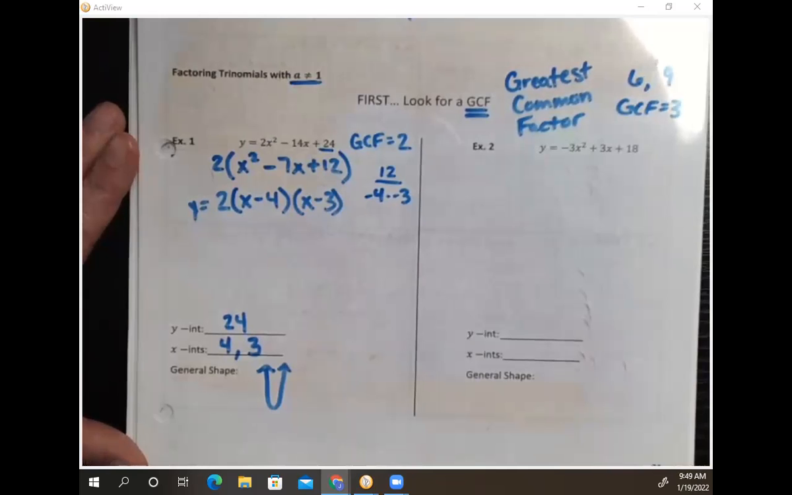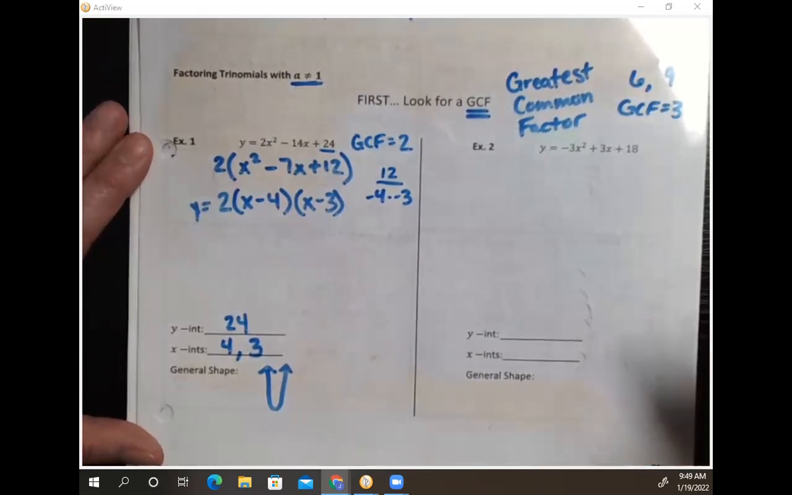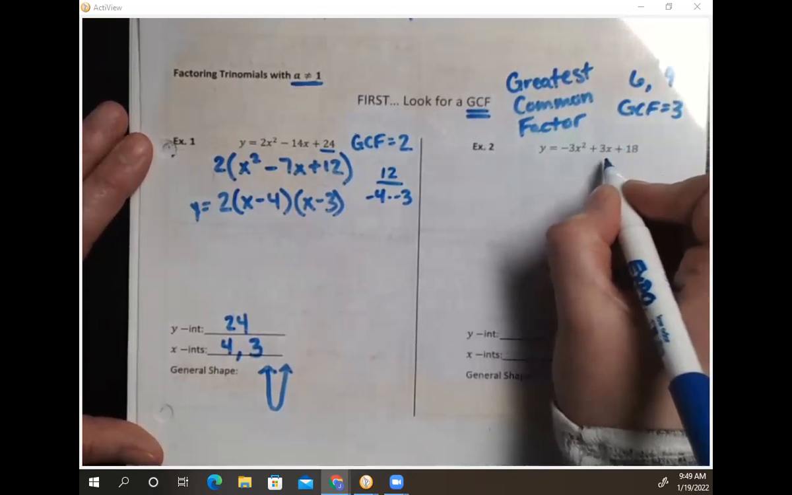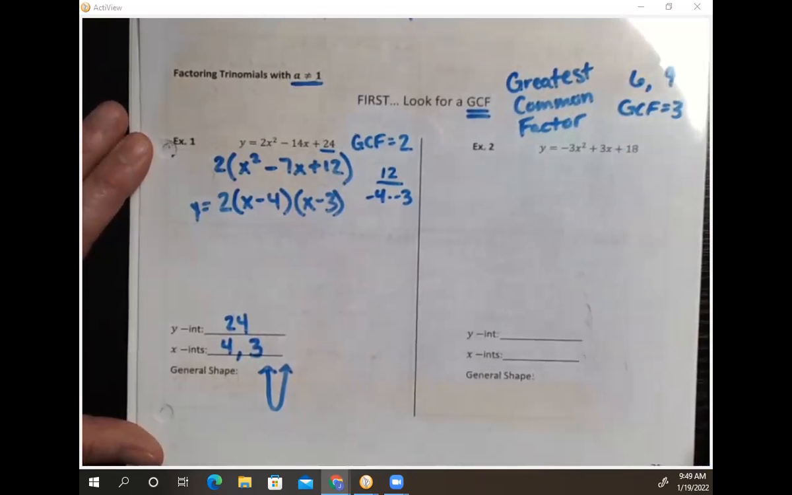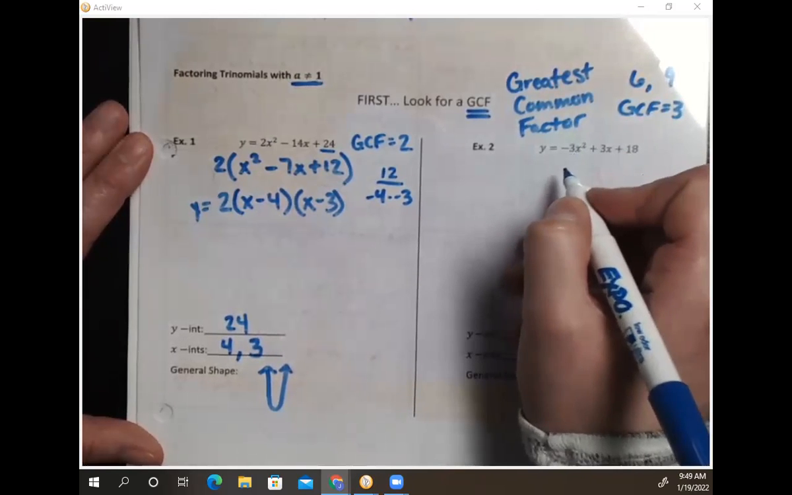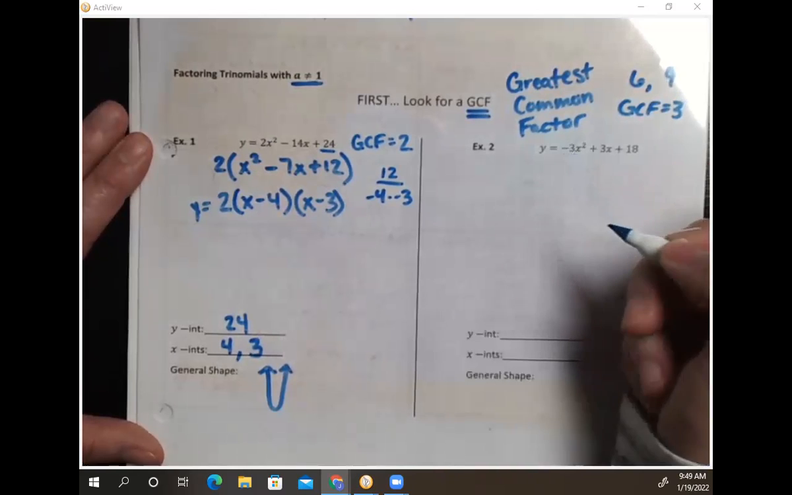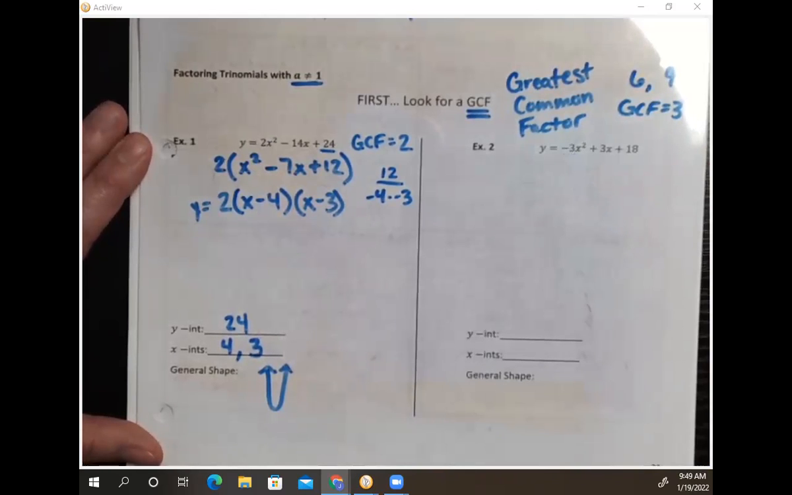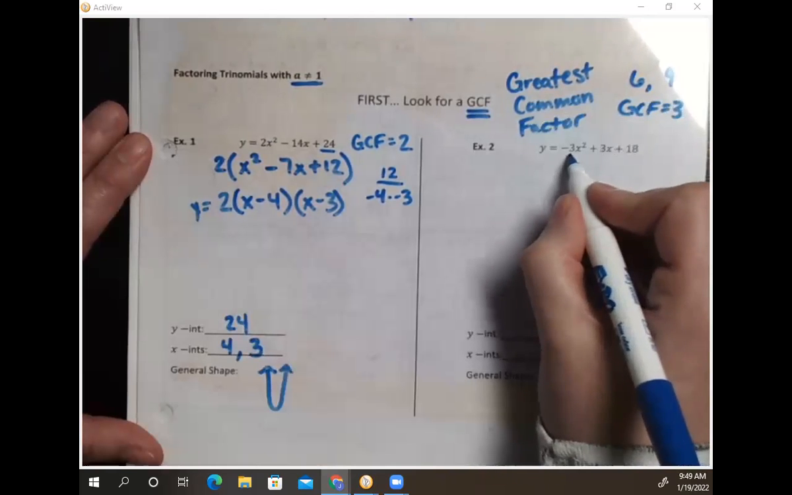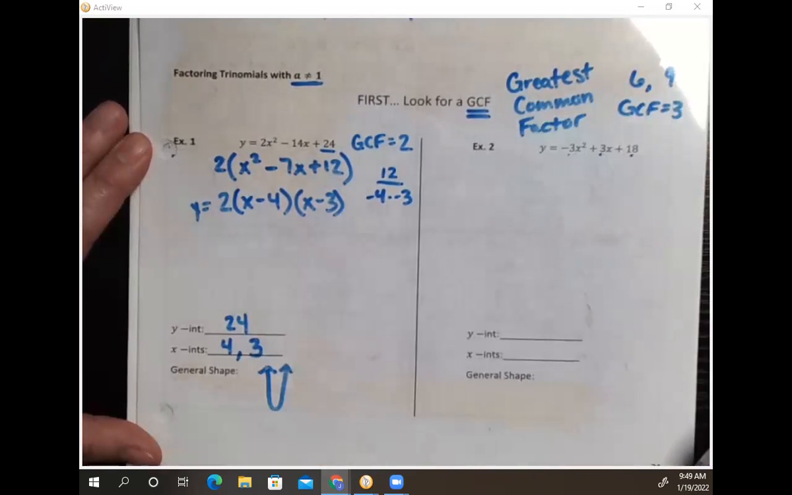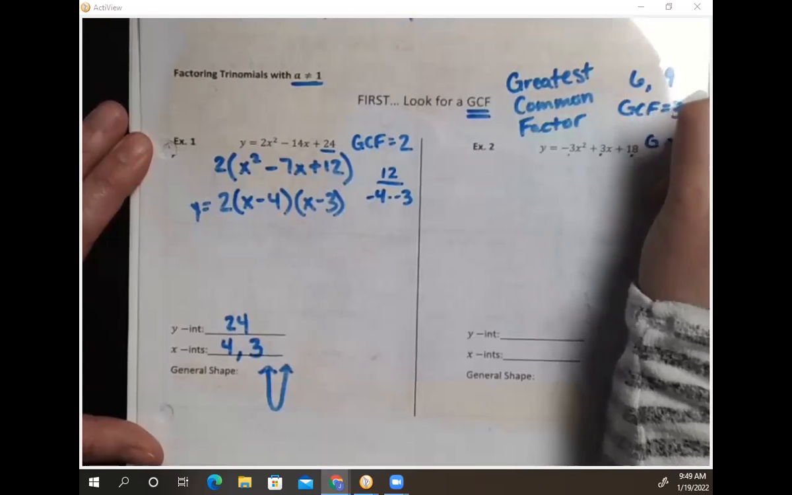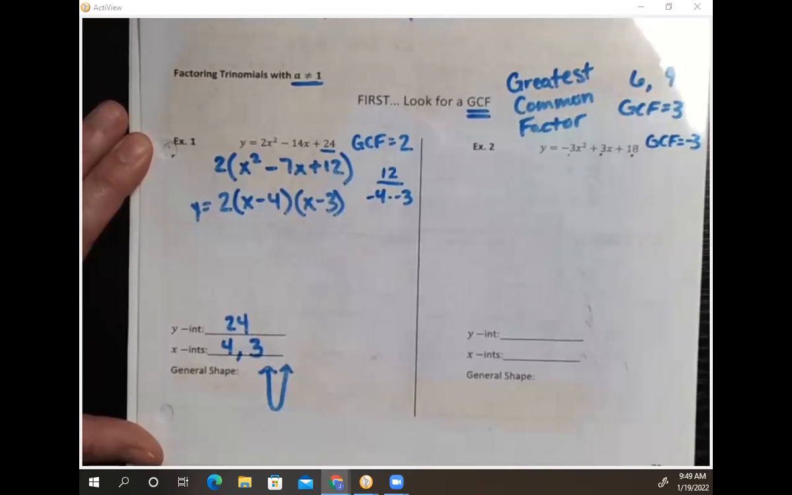For example 2, same idea. Okay, so for our second example here, I've got negative 3x squared plus 3x plus 18. As a general rule of thumb, anytime that my lead coefficient is negative, I'm going to divide everything by a negative. In this case, since I could divide all of these by 3 with no remainder, my GCF is going to be negative 3. If I didn't have negative 3, if it were just negative x squared, I would still divide a negative 1 out as a GCF. I want that x squared term to be positive.